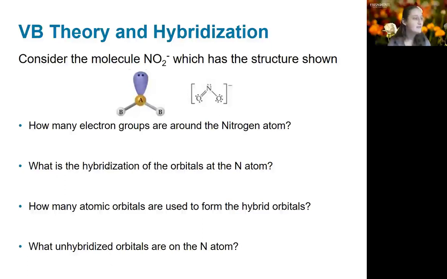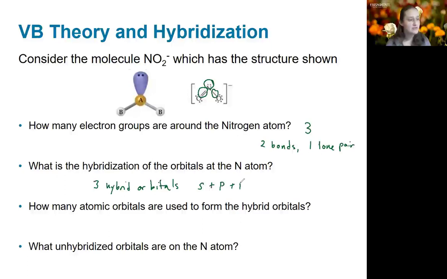So hopefully you've paused and taken a minute to think about this on your own, but now let's go ahead and talk about it. So on the nitrogen atom, we have one lone pair, we have one double bond, and we have one single bond. That gives us a total of 3 electron groups. So we would count this as 2 bonds and 1 lone pair. This means that we're going to need 3 hybrid orbitals for our nitrogen atom. If we need 3 hybrid orbitals, we can form those using 1 s orbital plus 2 of the p orbitals. And so this would give us a hybridization of sp2.